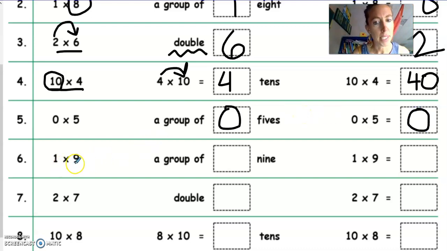All right, 1 times 9. That's a group of how many 9s? Only one of them. It says it right here. That's a one-way street to what? 9.